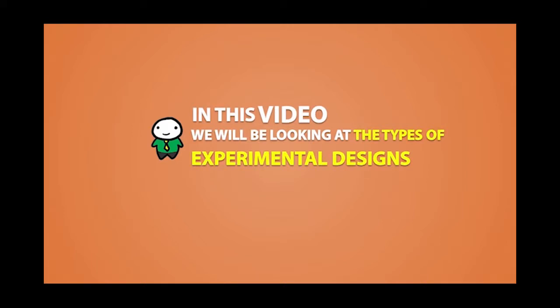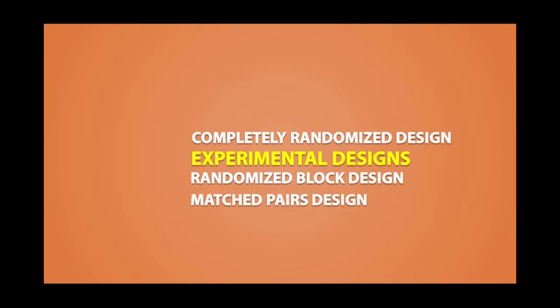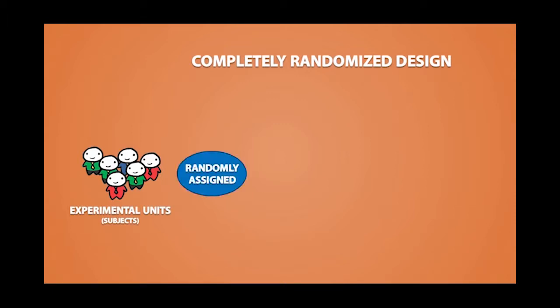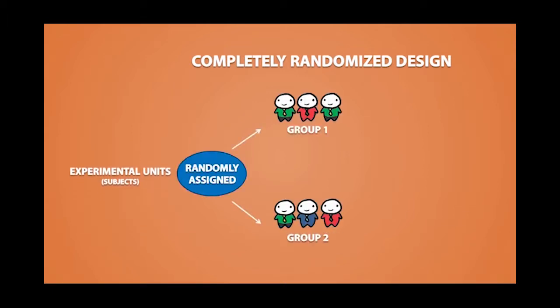In this video, we will be looking at experimental designs. The types of experimental designs include the completely randomized design, the randomized block design, and the matched pairs design. In a completely randomized design, each experimental unit is randomly assigned to a random group to receive a different treatment.